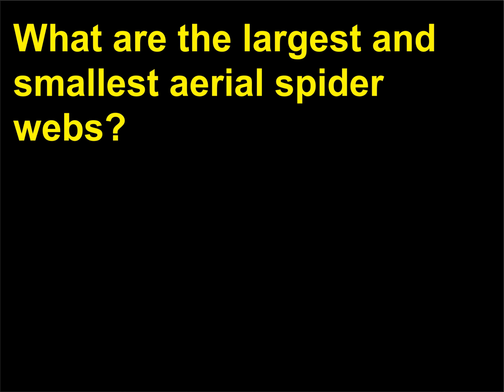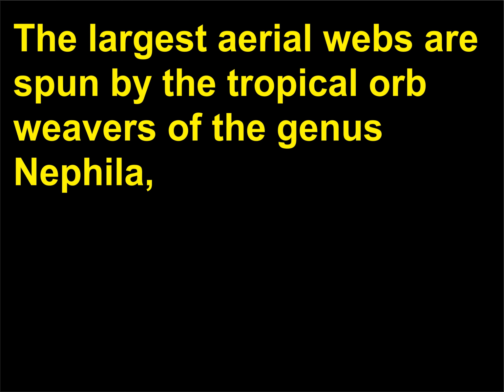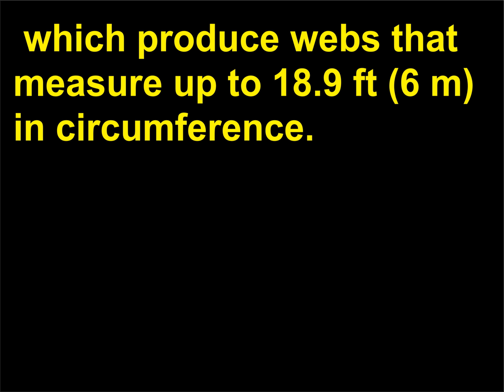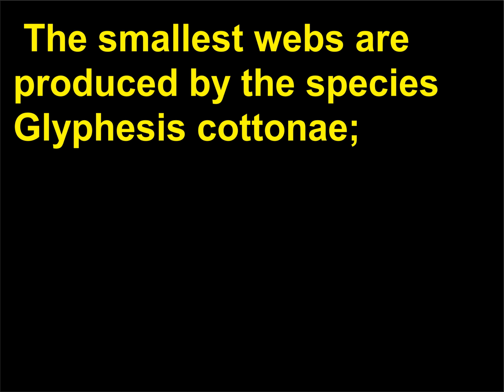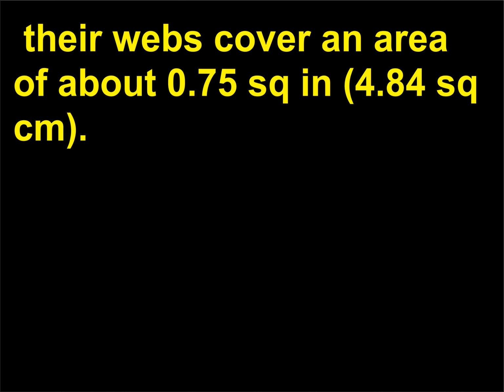What are the largest and smallest aerial spider webs? The largest aerial webs are spun by the tropical orb weavers of the genus Nephila, which produce webs that measure up to 18.9 feet (6 meters) in circumference. The smallest webs are produced by the species Glyphosis cottony. Their webs cover an area of about 0.75 sq in (4.84 sq cm).